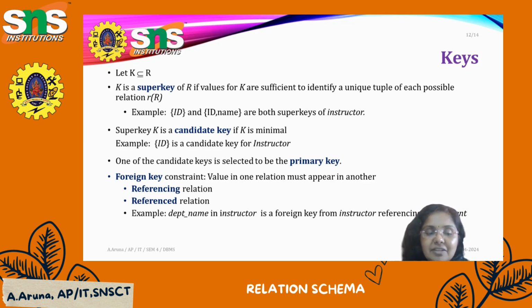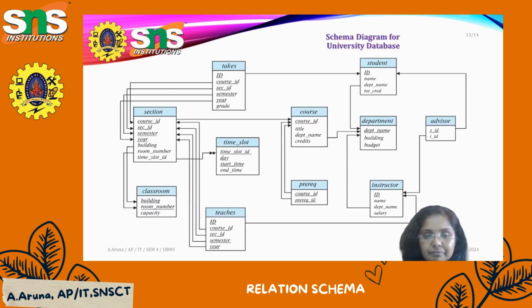So the next thing is a foreign key. While mentioning the foreign key, a primary key can act as a foreign key in another table. For that we have to give the reference. From which relation we are referring, this particular ID is a foreign key, that we have to mention over here. For example, department name in the instructor is a foreign key, and from instructor referencing that particular element, that we have to mention while creating the schema itself.